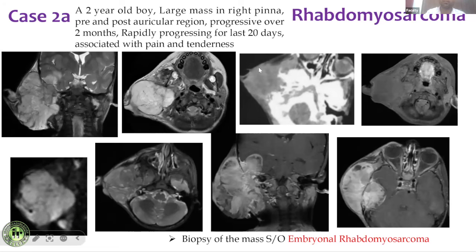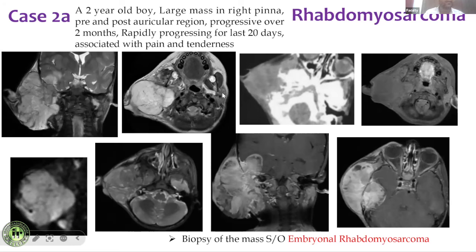So there is some ill-defined heterogeneously enhancing mass lesion in relation to that of the right temporal bone, and you can see there are obvious bony erosions in the bone. And on MR, what we found is a very large ill-defined infiltrative T2 hyperintense lesion noted in the right masticator space. It is also involving the right parotid space as well.